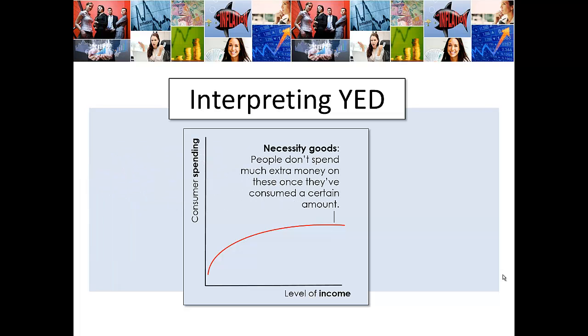Not so for necessity goods. Now, consumer spending and level of income are related somewhat, especially in the early stages. So at low levels of income, consumer spending on necessity goods increases quickly. But after we hit a certain level of income, then that spending tends to level out. Necessity goods, people don't spend much extra money on these once they've consumed a certain amount. There's only so much lighting or heating or air conditioning that a home needs.